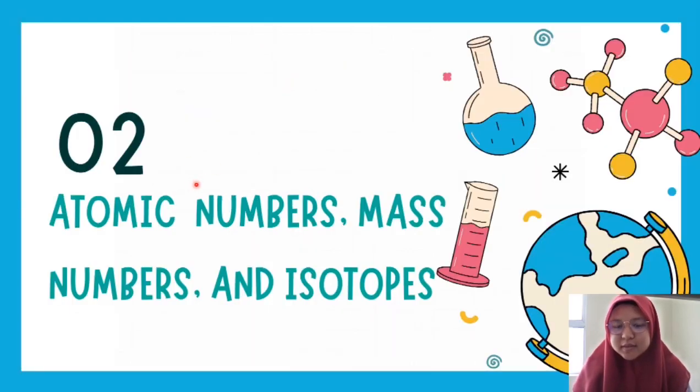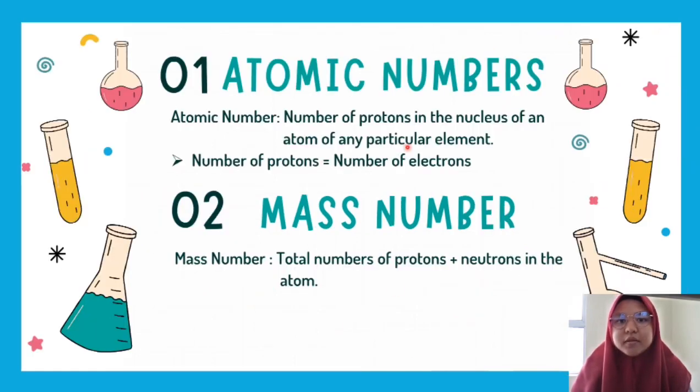So next, this chapter is about atomic numbers, mass numbers, and isotopes. First, atomic number. The atomic number is the number of protons in the nucleus of an atom of any particular element. The number of protons is equal to the number of electrons.